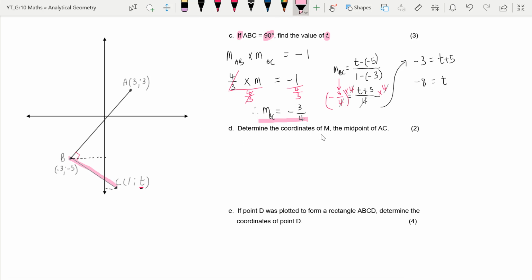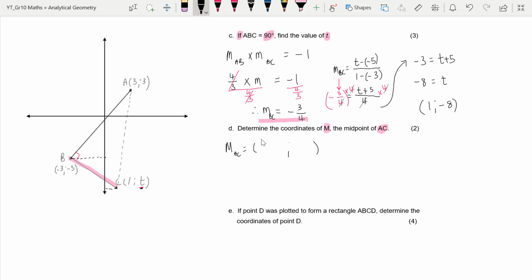Question D. Determine the coordinates of M, the midpoint of AC. The midpoint of AC. So A to C, there it is. They want us to find the point that is exactly in the middle there. So I'm going to use point C as 1 and -8. So there we go. And let's find that midpoint using the midpoint formula of AC.